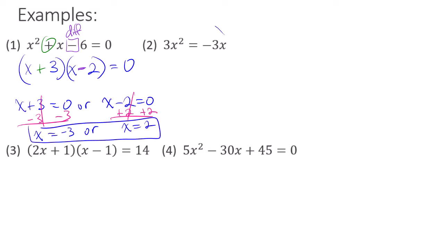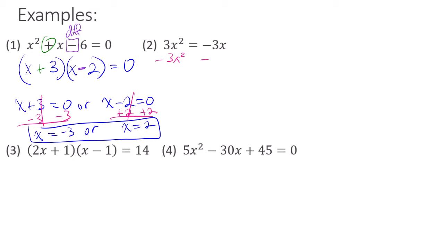All right, number 2. Now, here we finally have something where we have one side that's not 0, right? So I want to get one side to be 0. Now, you could do it either way. There's two ways you can do it. You can get this to be 0 by adding 3x to both sides, right? Using our addition property of equality. Or you could get the other side to be 0 by subtracting 3x squared from both sides.